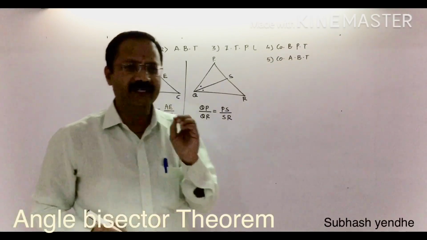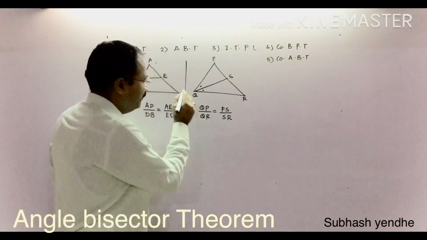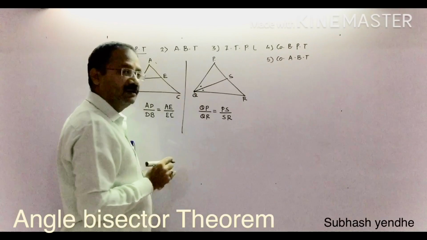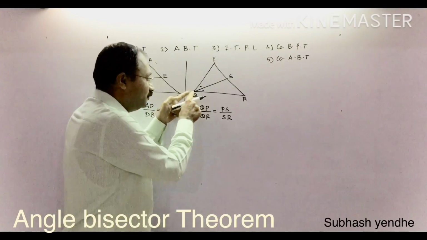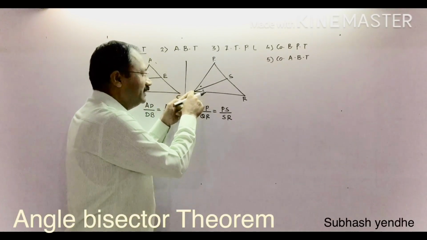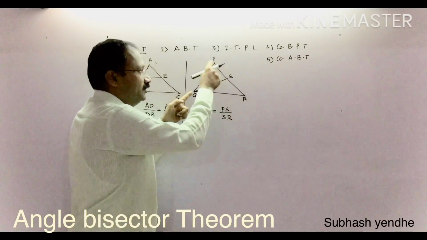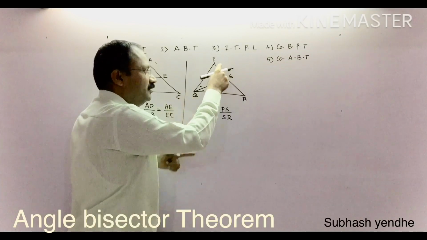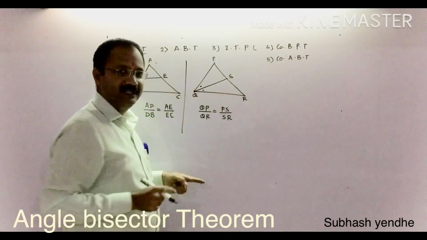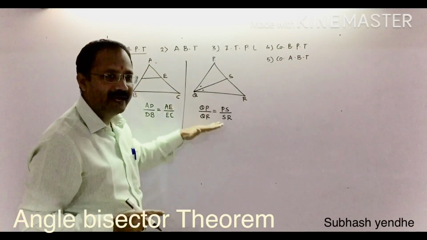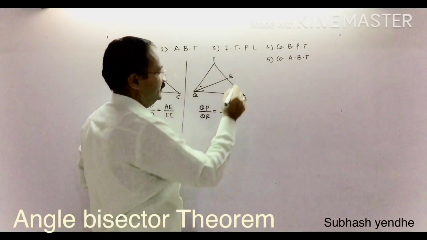There is a simple trick to remember. Where is the angle bisector? At the point Q. So put your finger on Q, then we can start QP upon QR. Then you have to start from point P, PS upon SR. This is called the angle bisector theorem.